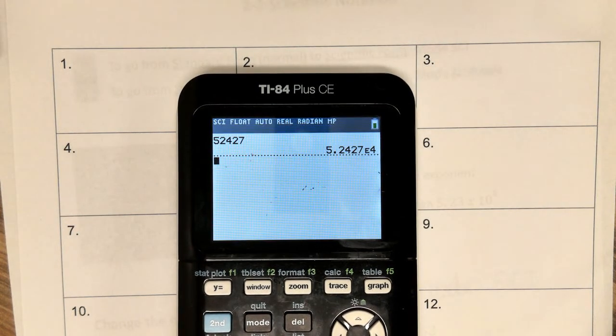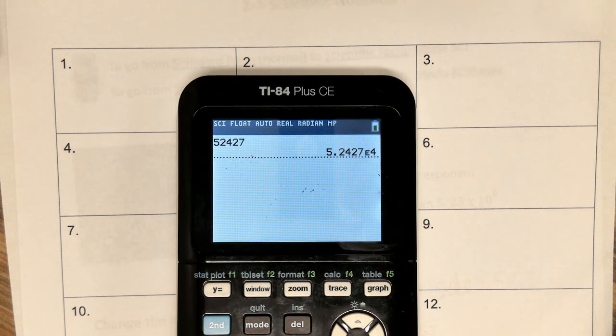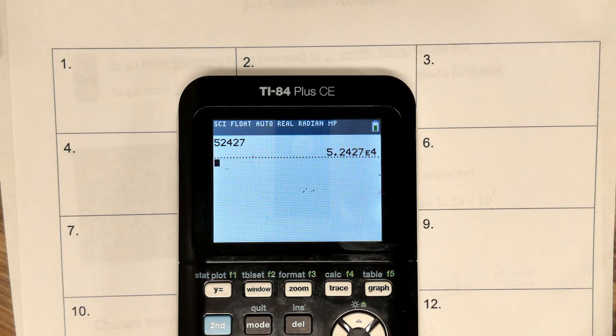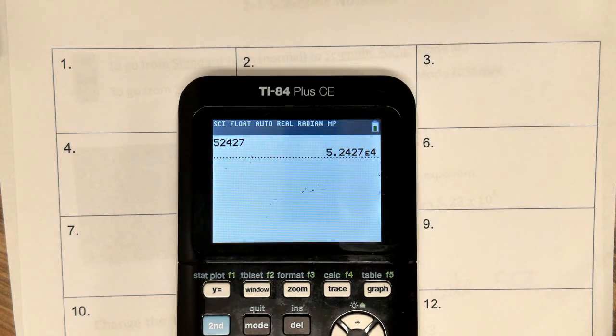So which answer says 5.2427 times 10 to the 4th power? Is it B or D? Why not D? No, D is to the 4th power, so why not D? You're right that it's B, but why not D?